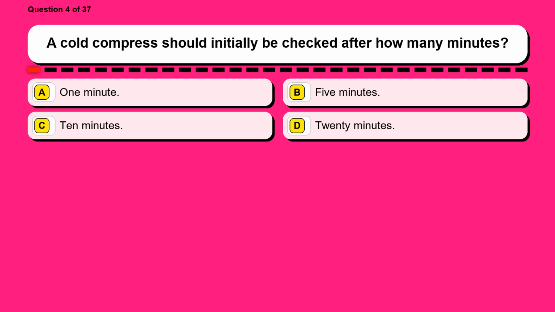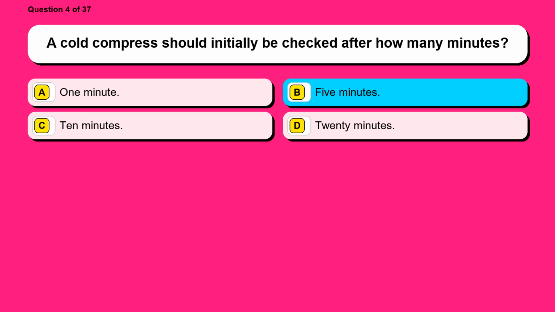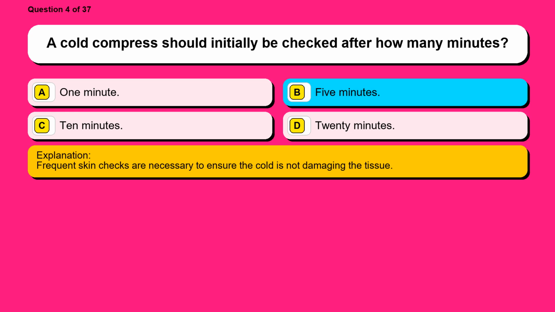Question 4. A cold compress should initially be checked after how many minutes? Option A. 1 minute. Option B. 5 minutes. Option C. 10 minutes. Option D. 20 minutes. The correct answer is option B. 5 minutes. Frequent skin checks are necessary to ensure the cold is not damaging the tissue.